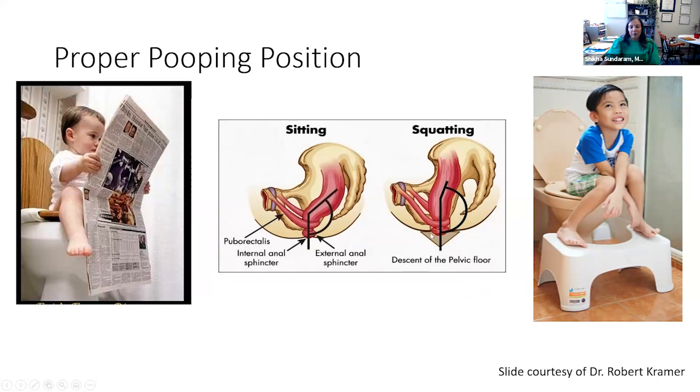And so really what we want is for the angle to be different and for patients to be in more of a squatting position. And so for many patients, this actually means that they need a little step stool like this little guy has in the bathroom to allow their body to be in more of a squatting position.